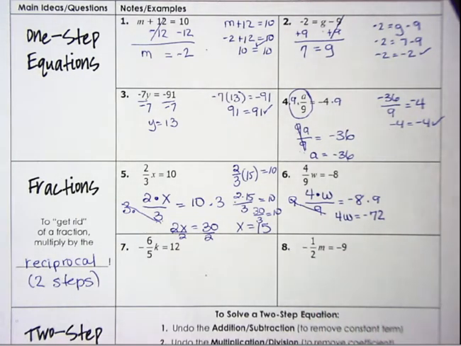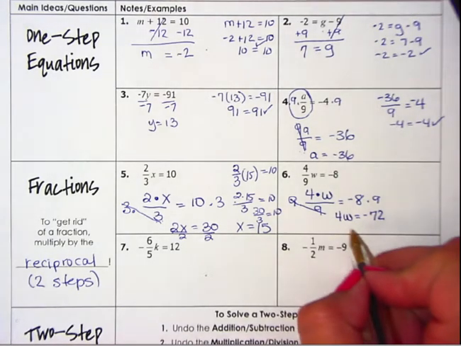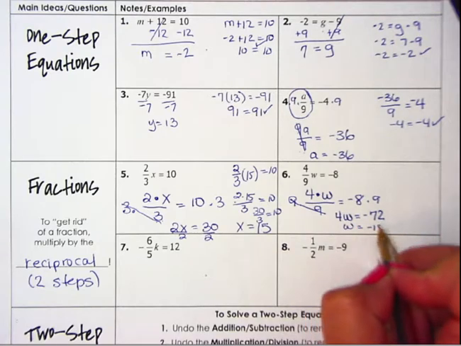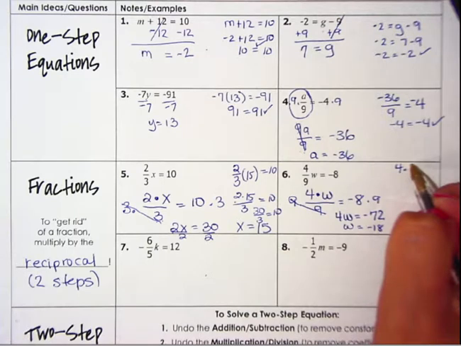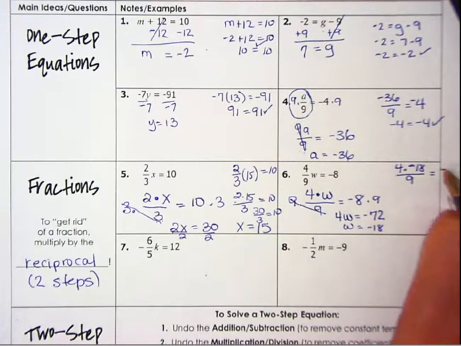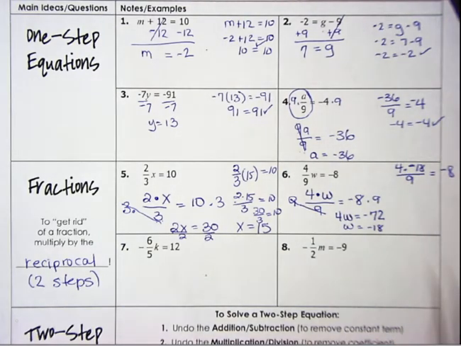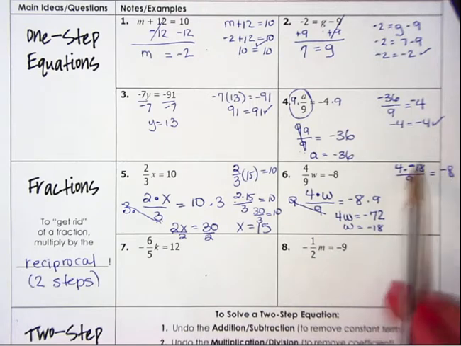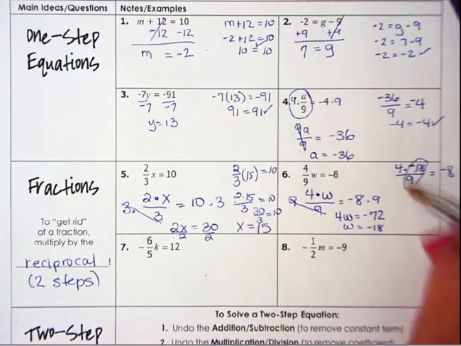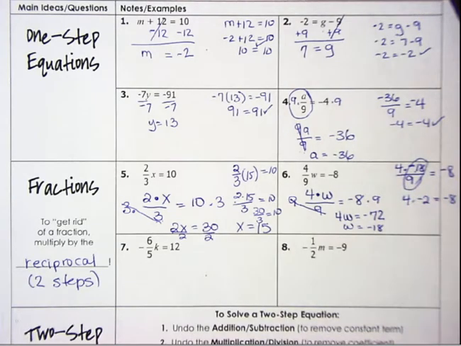And now I can go ahead and divide negative 72 by 4, and I get a negative 18 as my answer. And again, to check it, I can multiply 4 times negative 18, divide by 9, and see if that gives me a negative 8. Well, right here, negative 18 divided by 9 is going to be a negative 2. And so now I'm left with 4 times negative 2 equals the negative 8.